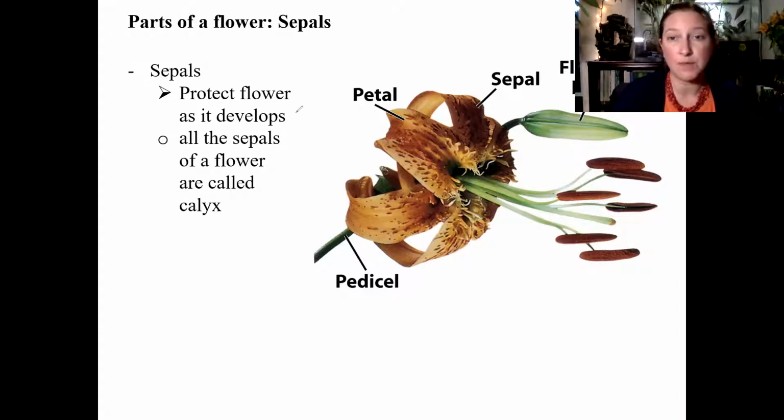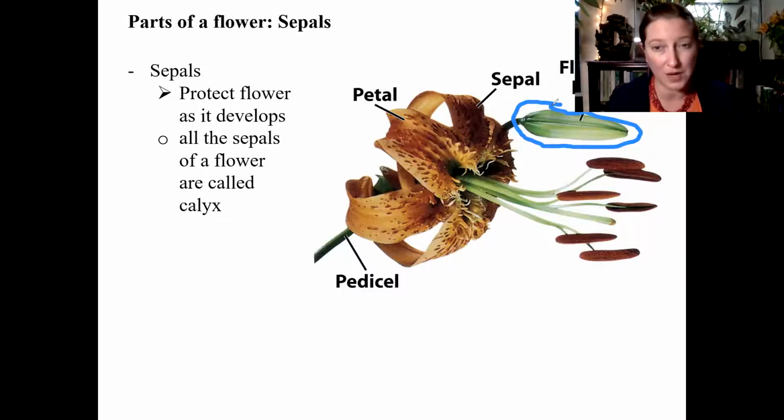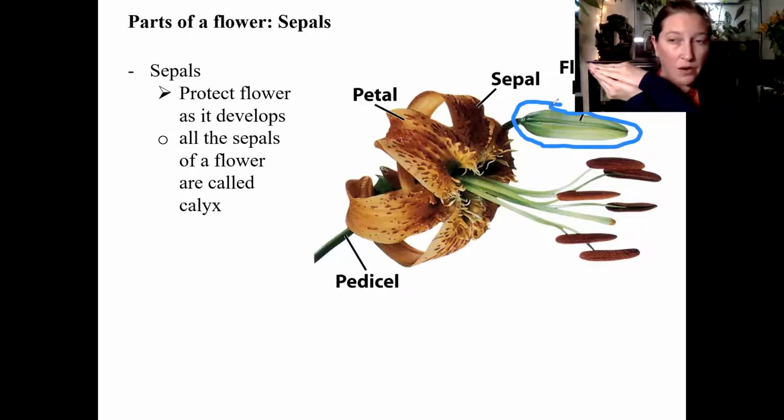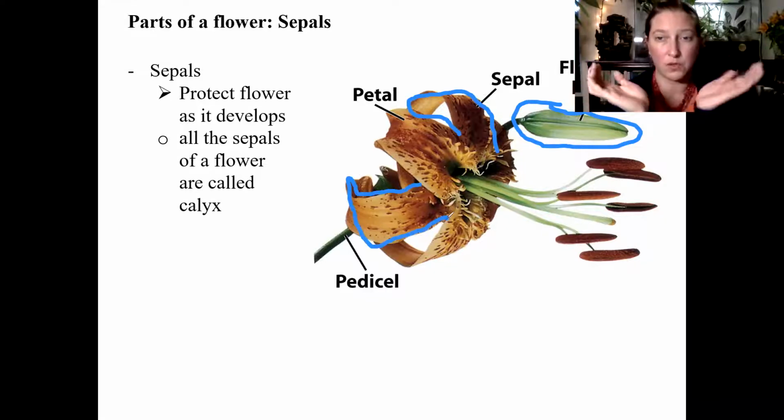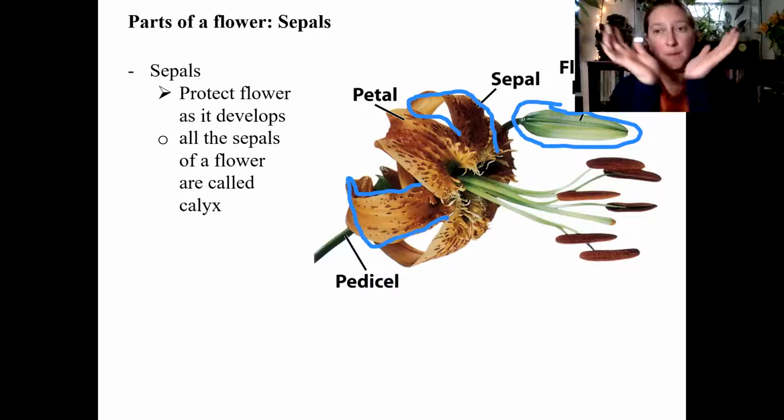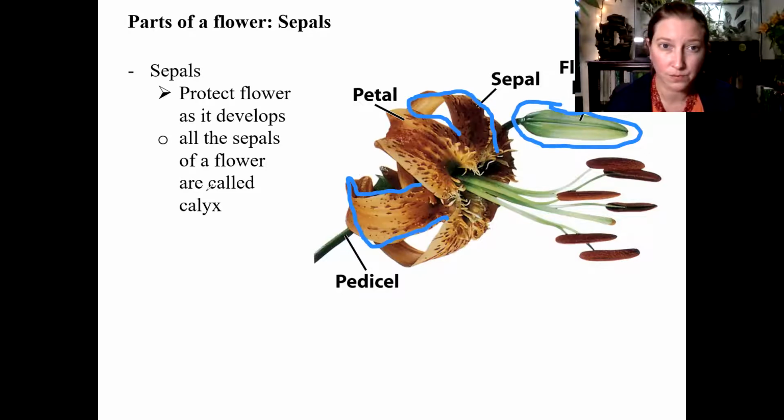But the sepals' job, if you look here, this is a flower that has not opened yet. We can see the sepals very clearly because they're still green. So those green things are the sepals and they're holding the rest of the flower inside because it hasn't opened yet. But on the one on the left here, the sepals have already opened, but notice that they're under the petals, right? Because they're the lowermost whorl. Remember, the whorls are sepals, petals, stamens, and then pistil in the middle. And all the sepals together you can call a calyx.